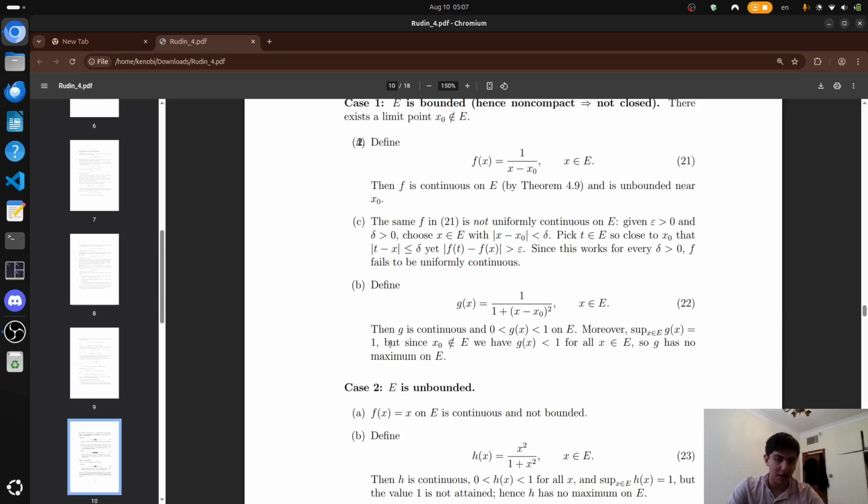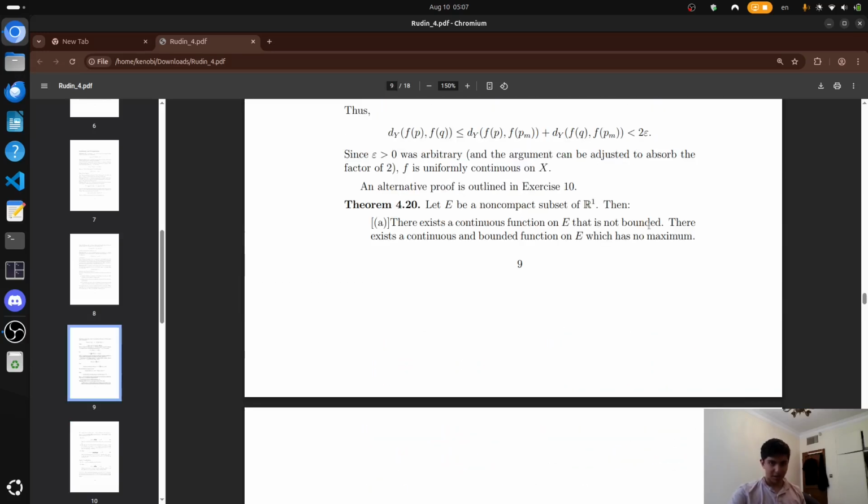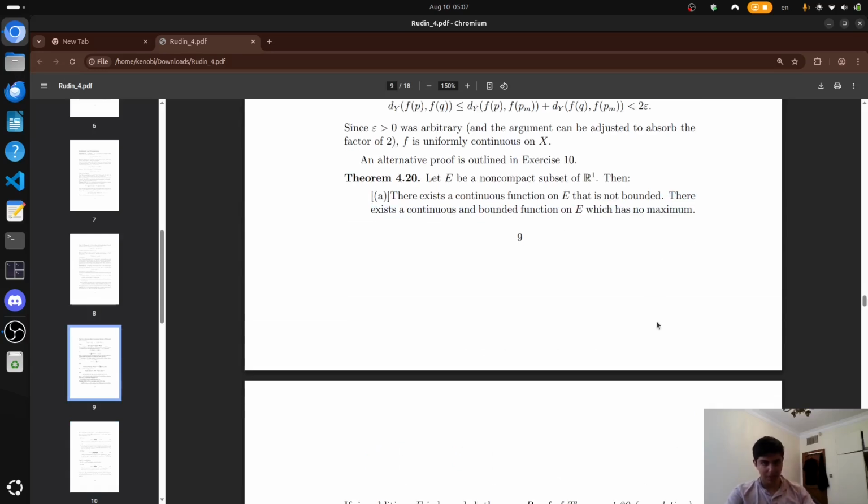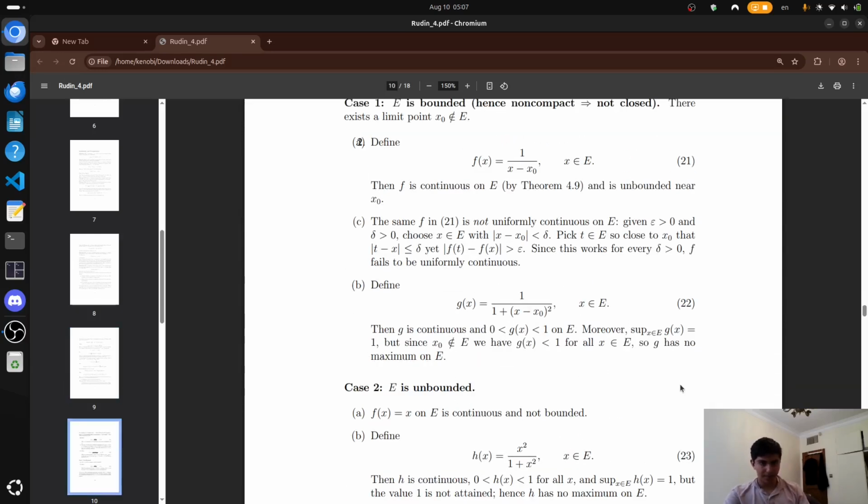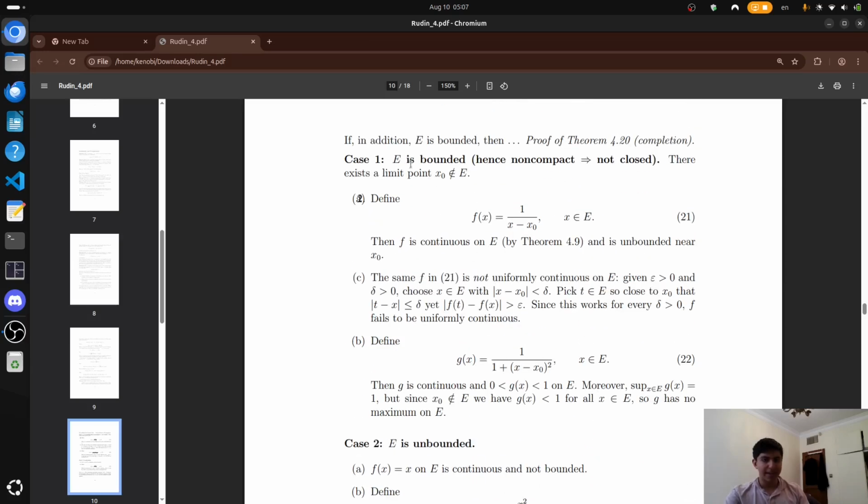But since x naught is not in E, we have g of x is less than 1 for all x in E. So g has no maximum on E. Because it doesn't contain its supremum, that means it doesn't have a maximum. So it doesn't have a maximum on E, which proves the second statement B. There exists a continuous bounded function on E which has no maximum. That's for the case where E is bounded.